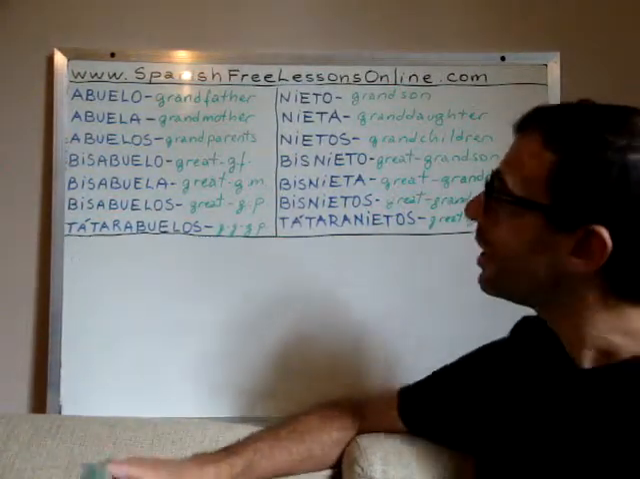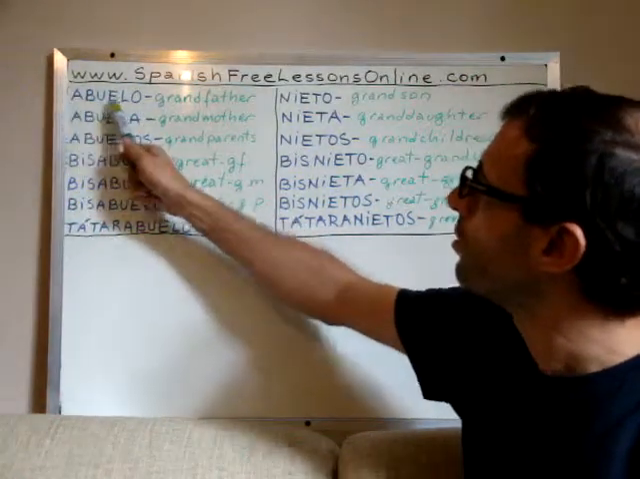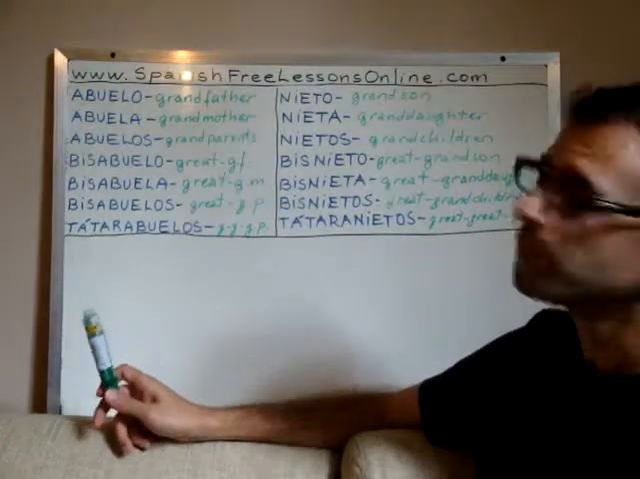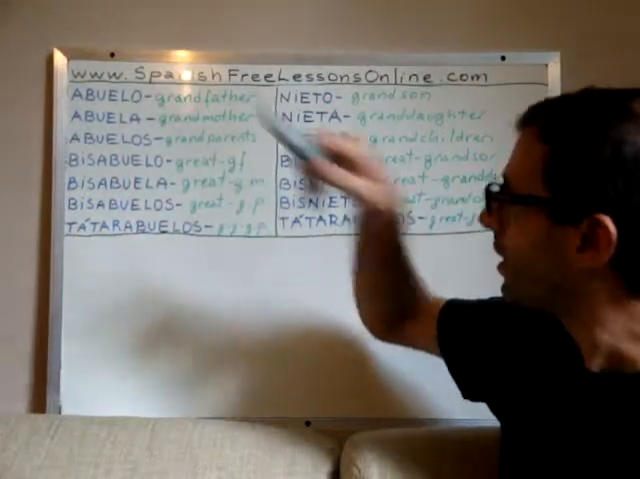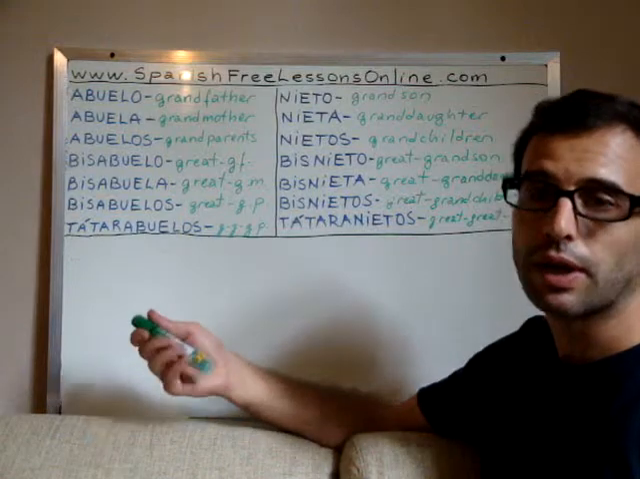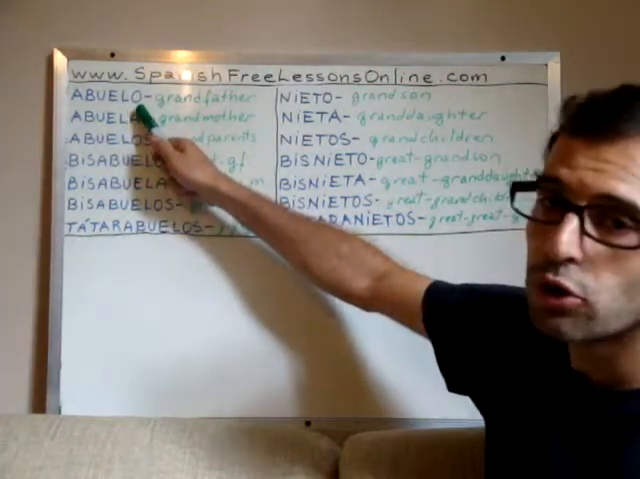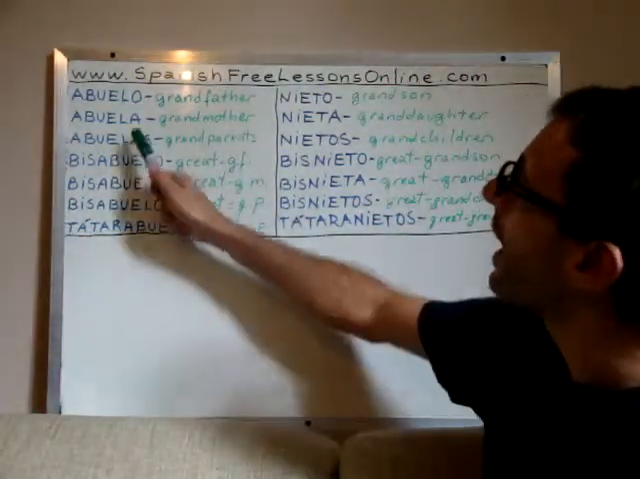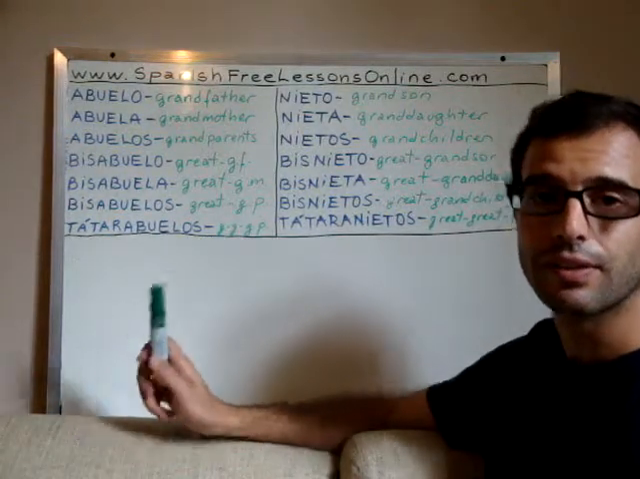So we will begin with grandfather, which is abuelo. Abuelo means grandfather. Masculine words, males, end in O, right? This is a general rule that always has some few exceptions, okay? So abuelo finishes with O and is grandfather. Abuela, ending with an A, is feminine. Is a grandmother.